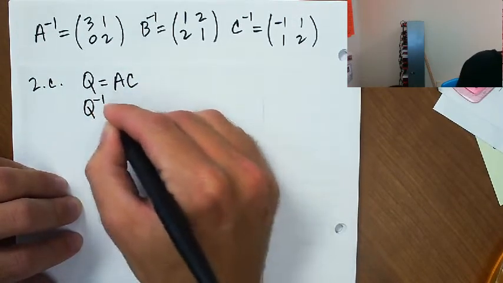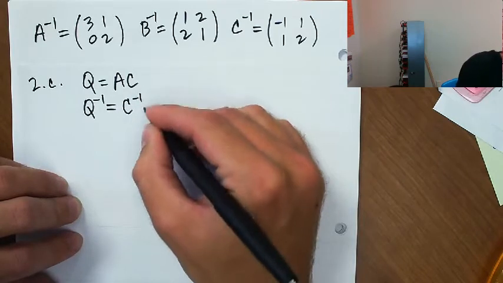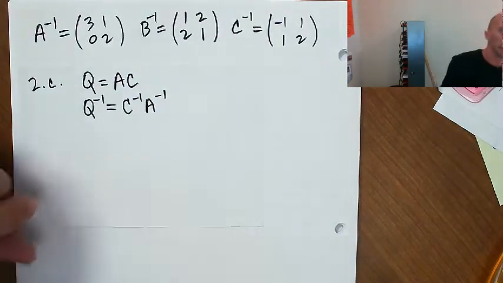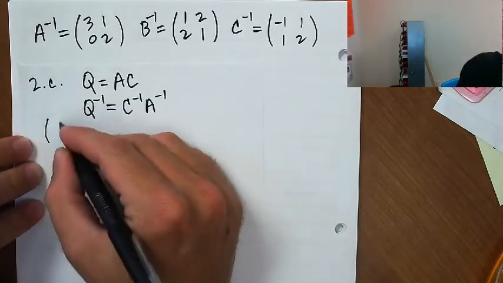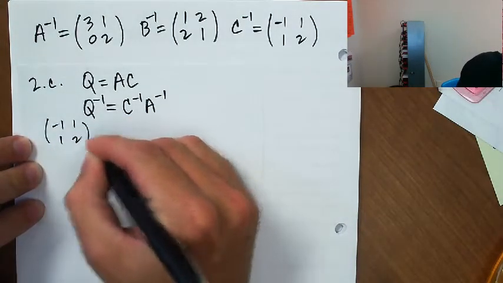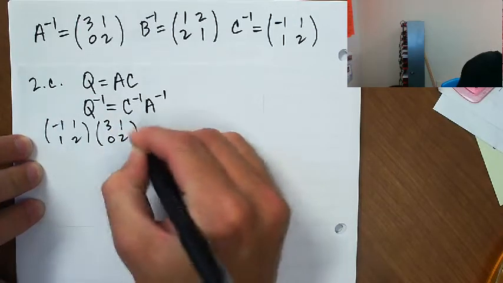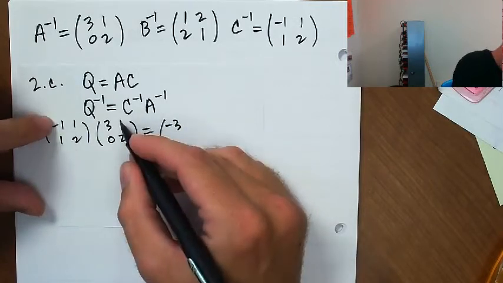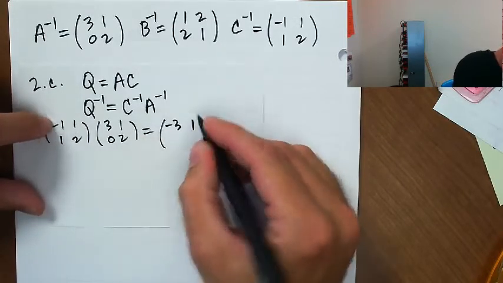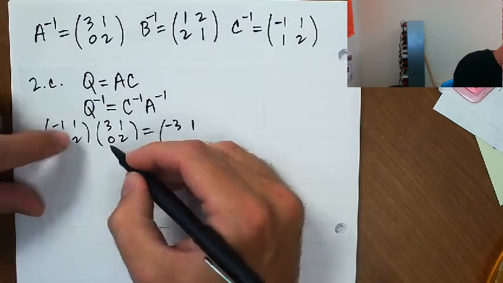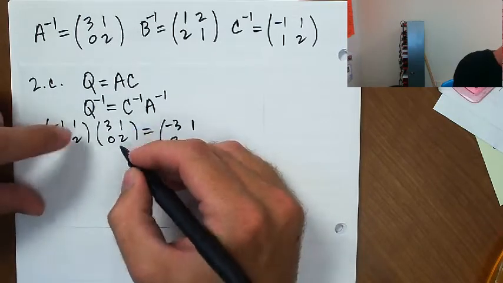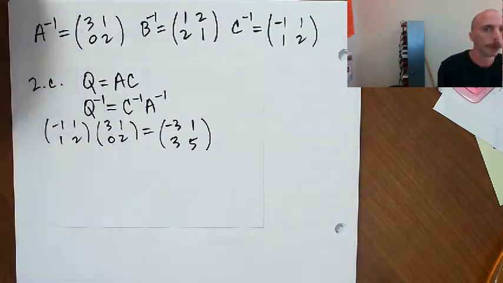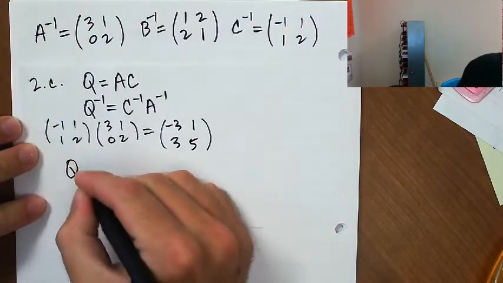That means Q inverse is, remember, we have to reverse the order of our multiplication: C inverse, A inverse. So we can do that. We've got these. That's negative 1, 1, 1, 2, multiplied on 3, 0, 1, 2. That's negative 3 plus 0. Move to the right, negative 1 plus 2. Now move down, 3 plus 0, and 1 plus 4. That's Q inverse. So if we want to find Q, we're going to take the inverse of that.